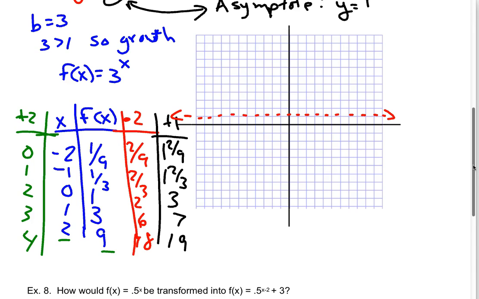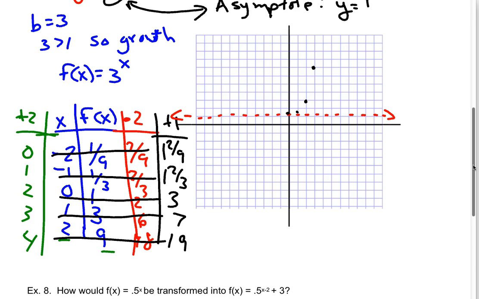Okay, so I just perform the transformations. That gives me the points that I want to plot and then draw the curve through there. So I need to plot 0, 1 and 2 ninths. That'll be something like that. 1, 1 and 2 thirds. A little bit higher. 2, 3. 2 right, 3 up. 3, 7. 3 right. 4, 5, 6, 7 up.